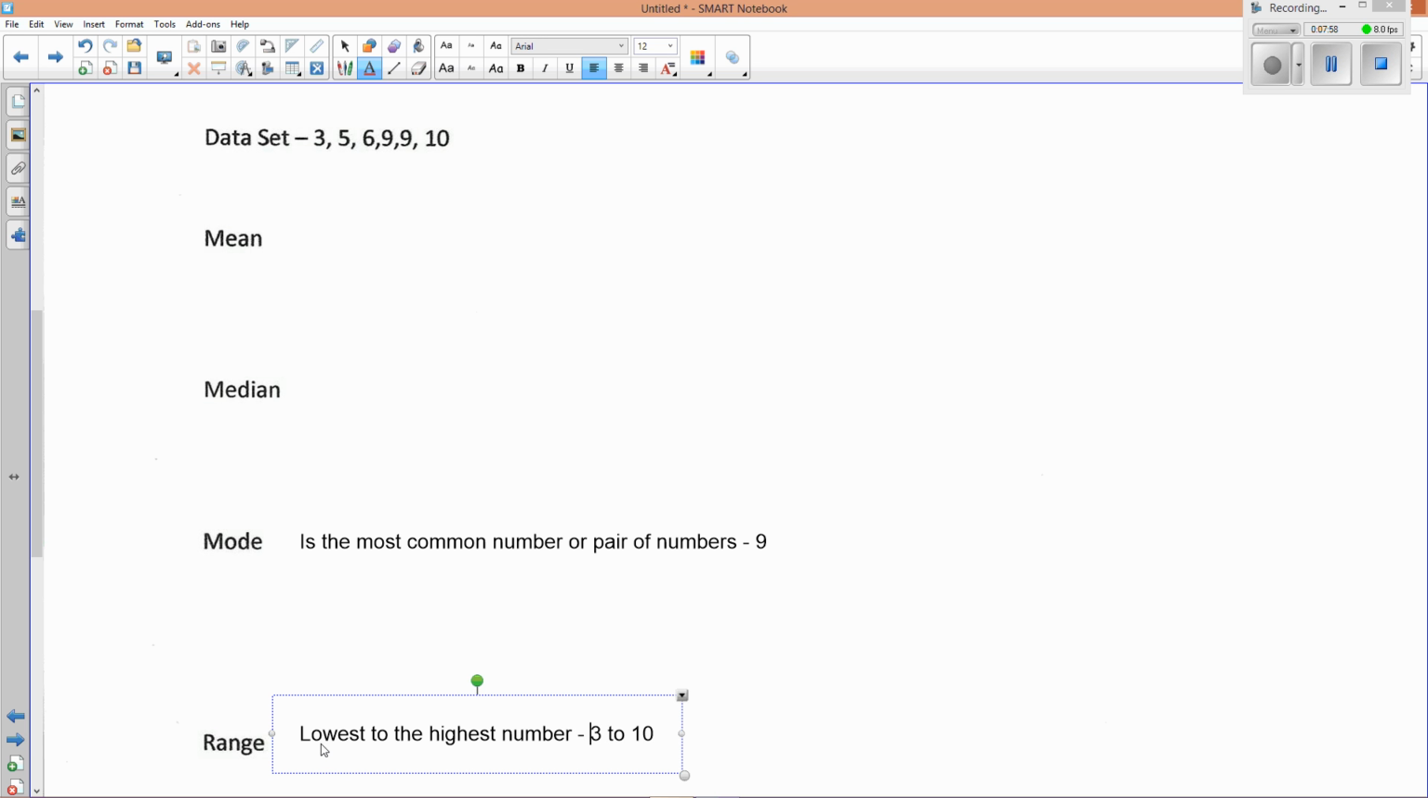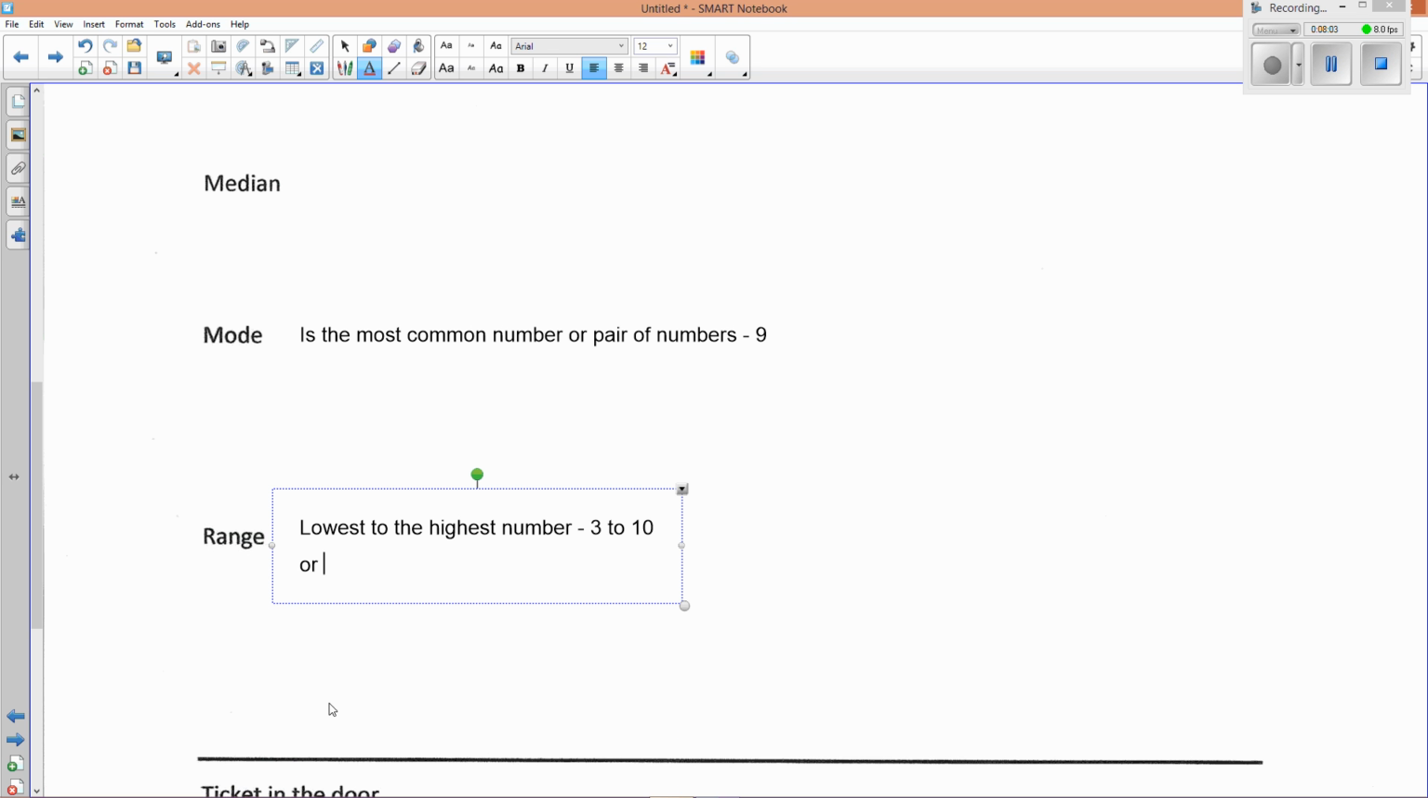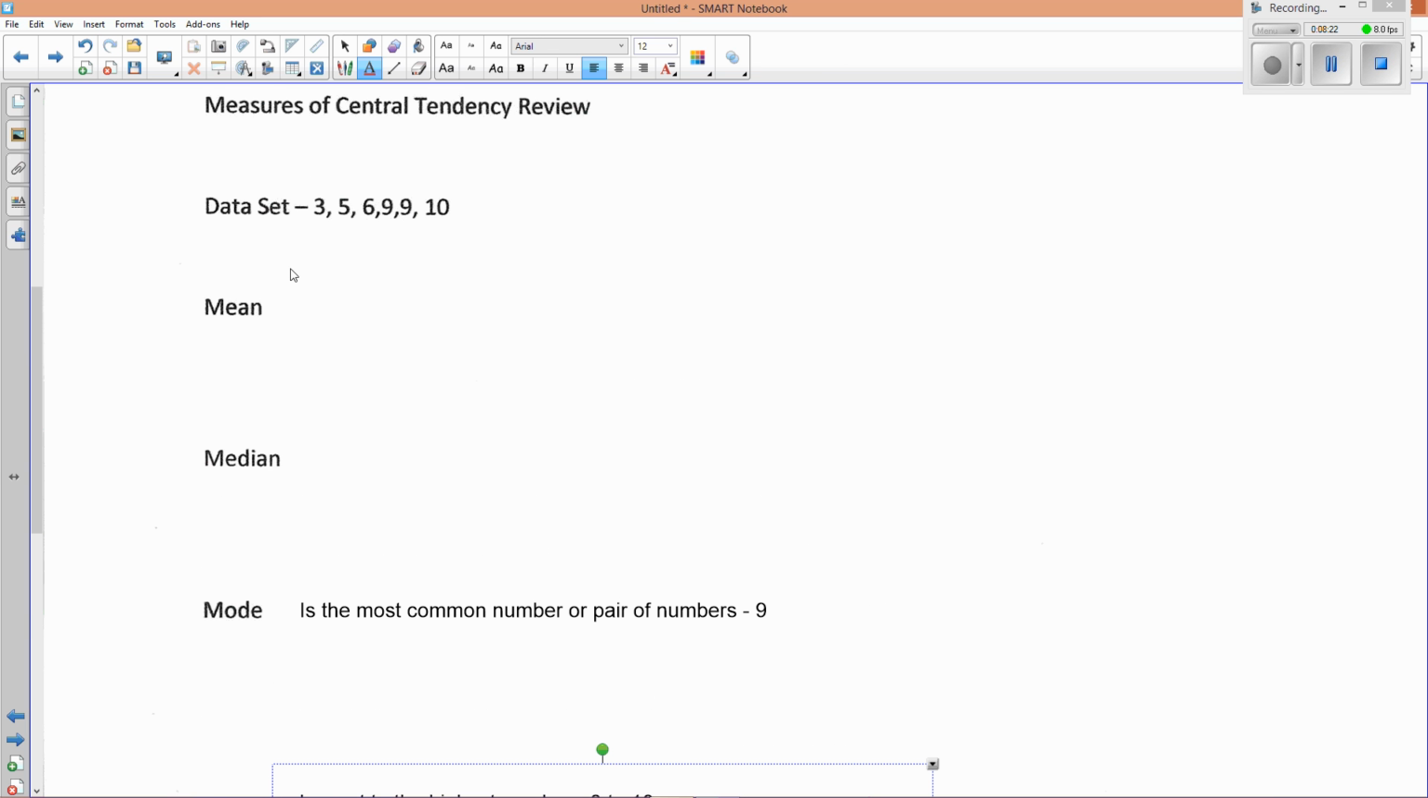Or it's the difference between the lowest and highest number. So 10 minus 3 equals 7. It has a range from 3 to 10 with a difference of 7, right? So there are 7 values in the distance.